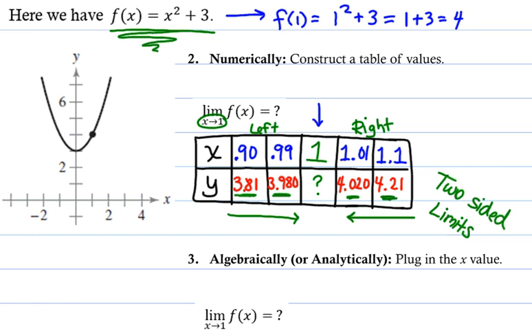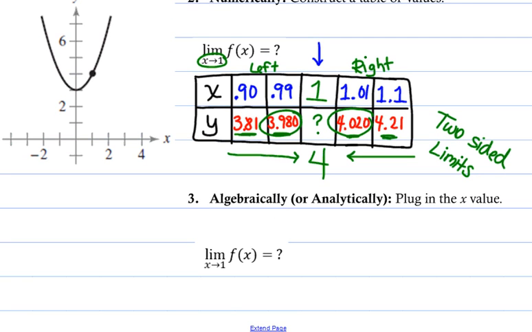Numerically, we find the two-sided limit to figure out, okay, what would be the limit as x approaches 1 from the left and from the right, and both of these numbers appear to be getting closer to the number 4. And that's how you would find the limit. I repeat, this problem is too easy. You could have just plugged it in, but that won't always be the case.